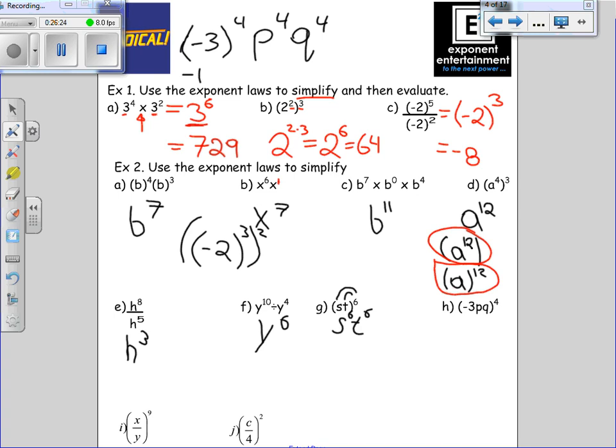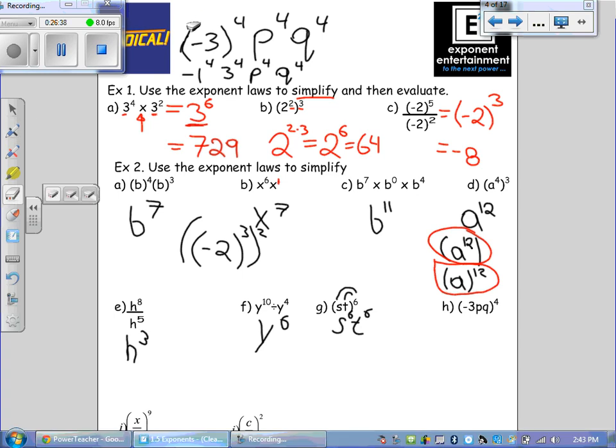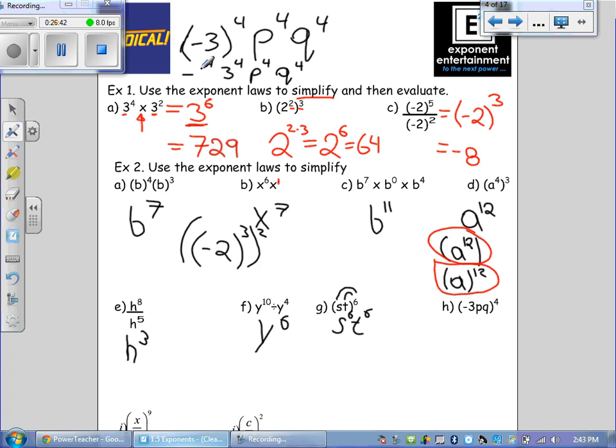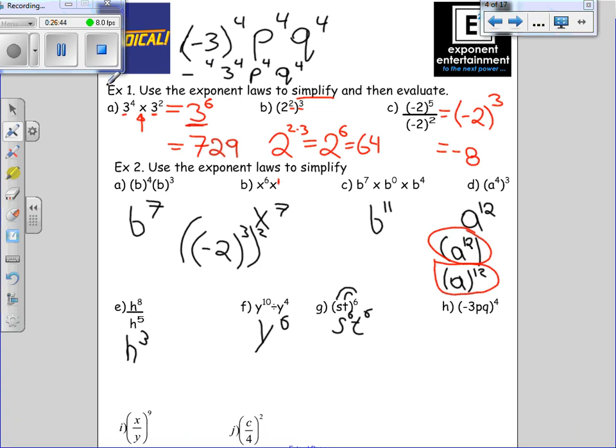To you, Emma? It's like that 4 is attached to that negative also. Let me write it like that. So it's negative 3 to the power of 4, p to the power of 4, q to the power of 4. So we just put the negative and the 3 together in brackets so that we make sure to multiply the negative.